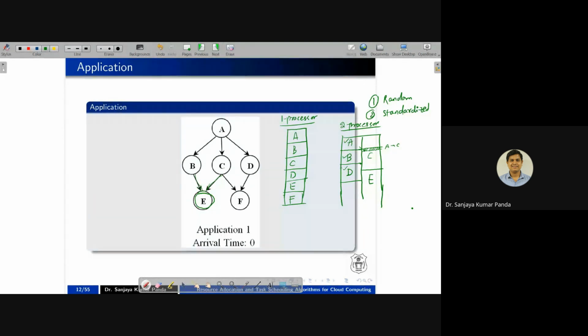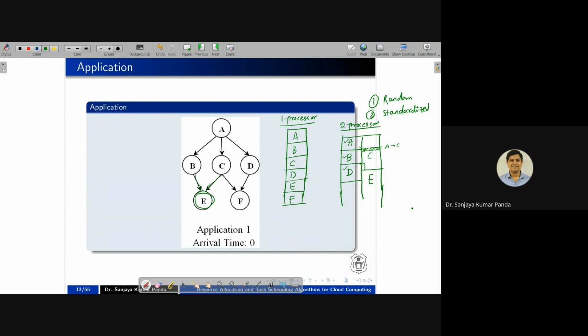So once B is completed here, after this particular period of time the result will reach processor number 2, because B also has to send the result to E, right? C has to send the result to E. Anyhow, this processor is the same, right? Parent and child are assigned to the same processor. But what about B and E? B has to send the result, so it will also take a little bit of time.